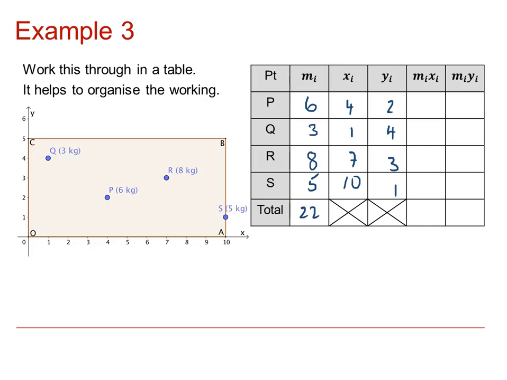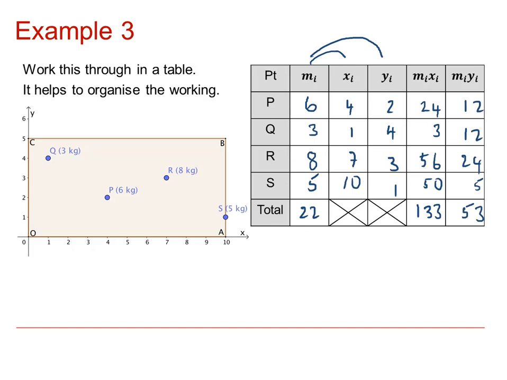We first want to calculate the moment in the x direction, so that's the mi multiplied by xi, and gives us 24, 3, 56 and 50, so that we have a total moment there of 133. And then the moment in the y direction, mi multiplied by yi, 12, 12, 24 and 5, giving a total of 53.